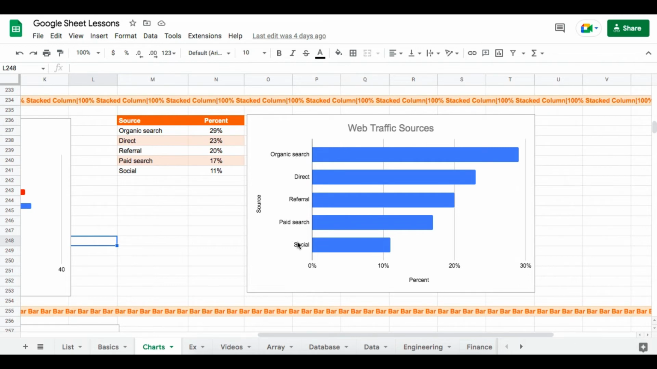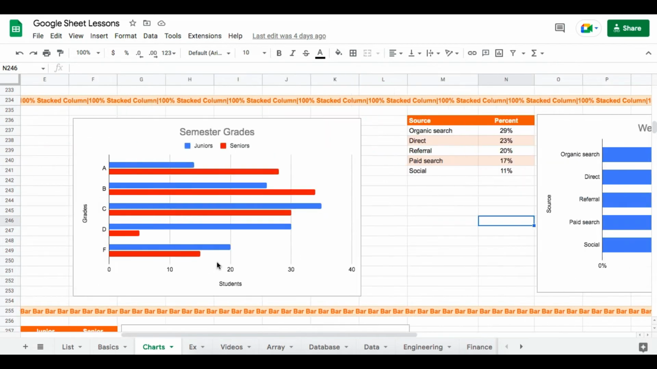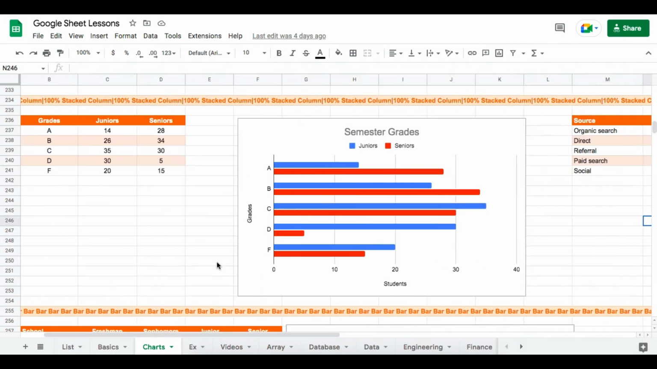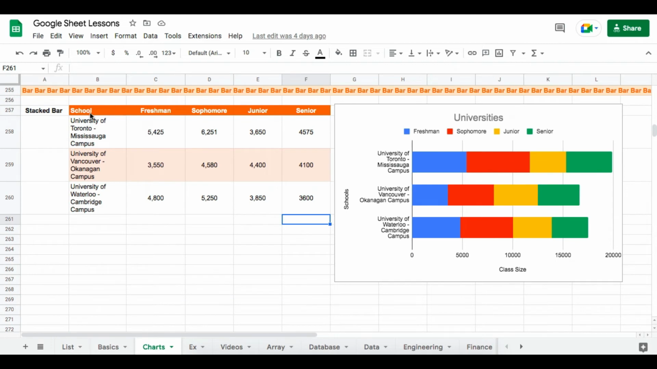So the names on the Y value can be long. That's why we're using this one. But we could have easily used a column graph if we wanted to. So this is a stacked bar. You can see there the different schools. Then you have the freshman, sophomore, junior, and senior class sizes. So freshman means the first year, sophomore is the second, junior is the third, and senior is the fourth year of a university.